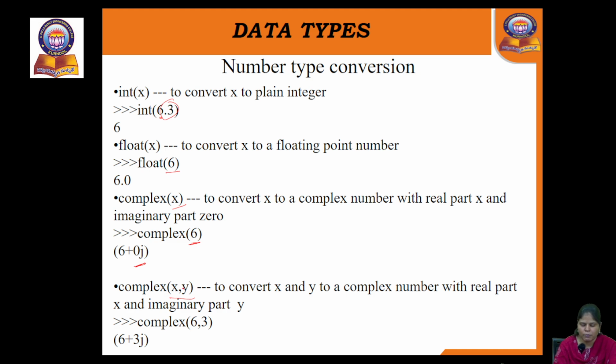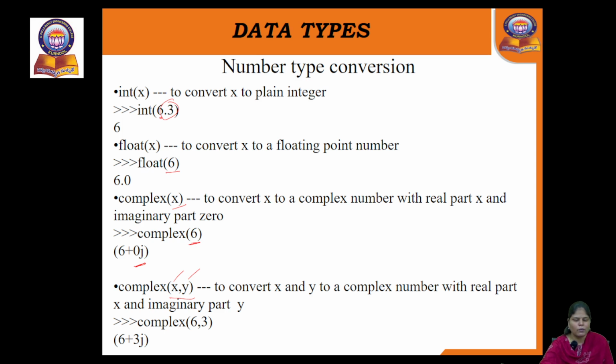Next is complex of x comma y. Here you are giving two parameters. The first one is considered the real part and the second one is considered the imaginary part. So for complex of 6 comma 3, 6 is the real part and 3 is the imaginary part, and the output is 6 plus 3j. Right?